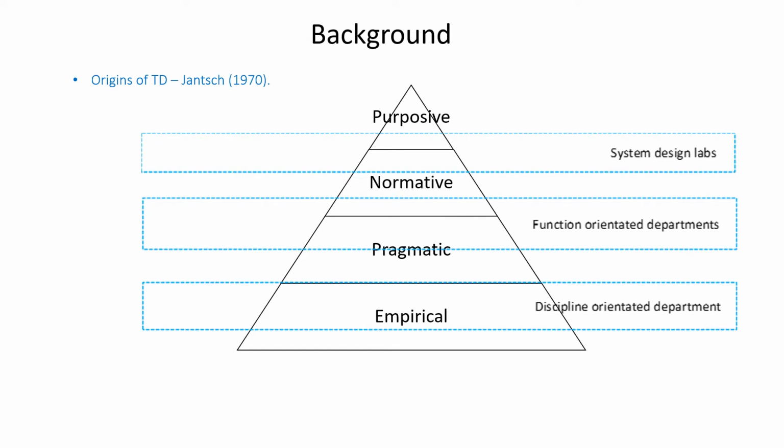To deliver TD education, Jantsch calls for the restructuring of the universities, which reorganise the institution into 3 types of units: system design labs, function-orientated departments, and discipline-orientated departments. As the students progress through their education, undergraduate, master's, PhD, they advance up through the units.